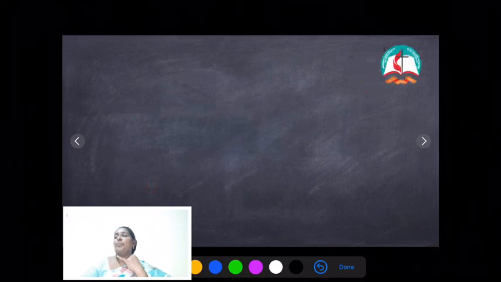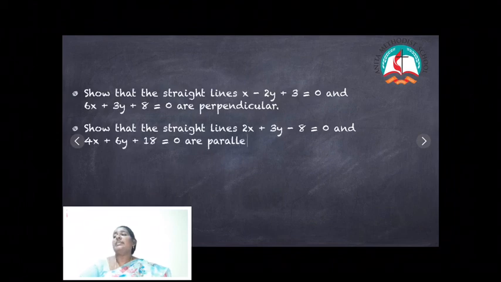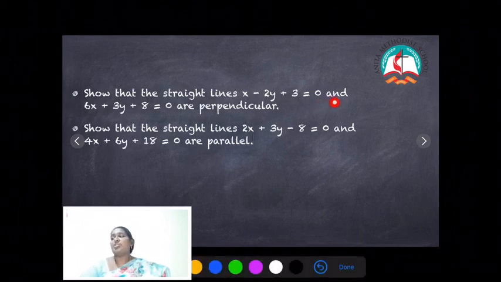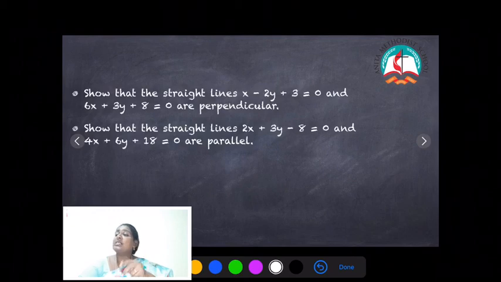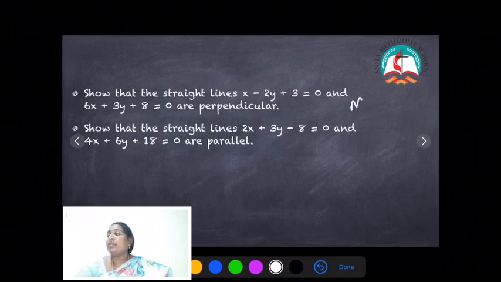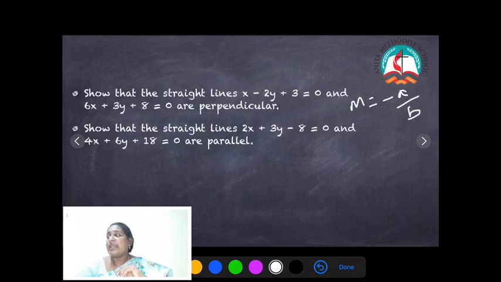Okay, children. So by using that formula, I have given two sums. Show that the straight lines x minus 2y plus 3 is equal to 0 and 6x plus 3y plus 8 is equal to 0 are perpendicular. Children, when two equations are given, how to find out the slope? What is the slope formula here? M is equal to what? Coefficient of x by coefficient of y, so minus a by b.